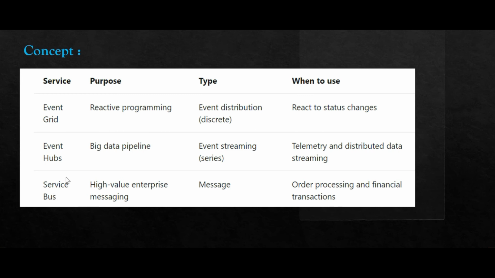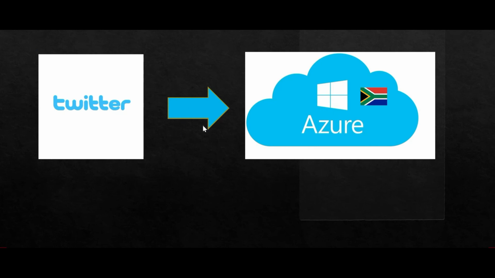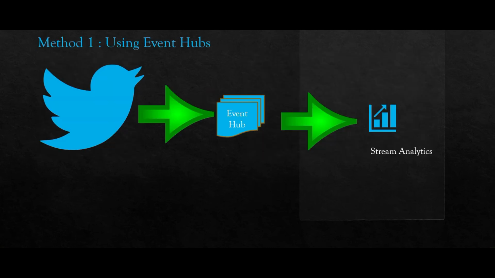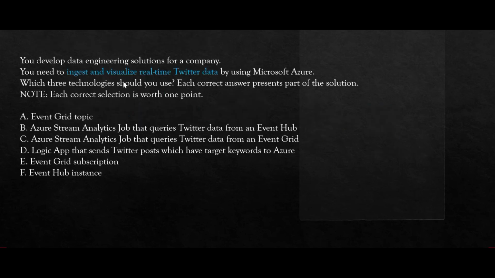Primarily with respect to telemetry and distributed data streaming, similar to social media analytics, we should use Event Hubs, or for a big data pipeline, you can use Event Hubs for event streaming as well. So in this case, what our question is asking for, Event Hubs and Stream Analytics can be one set of technology. So this is method 1, where from Twitter we have Event Hubs here. It keeps getting the feeds in real time, and then we plug Stream Analytics on top of it so that it can do some analysis.